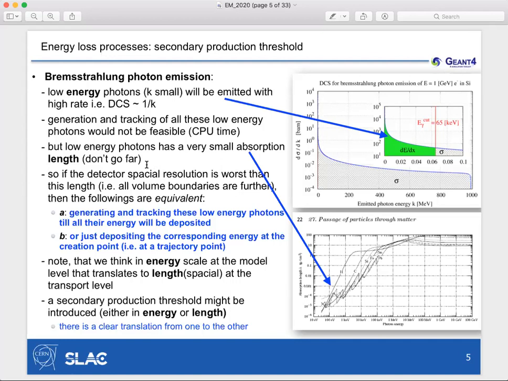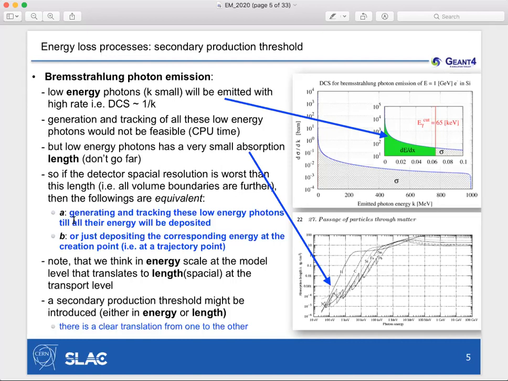So this is a good combination, because these two things make the next point, this A and B, actually two identical situations. It means that if you are in a detector volume, where volume is your actual spatial resolution of your readout, there is a given size, and within that size you cannot make a difference between different points inside that volume.